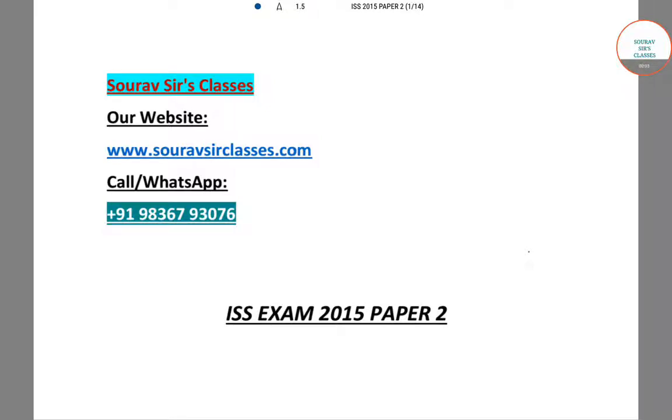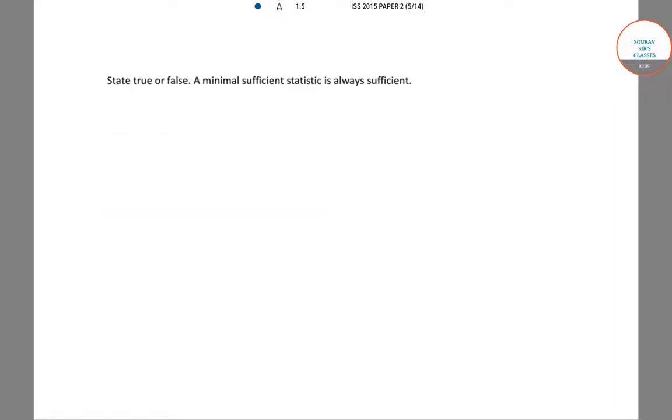In this video, I will be solving some of the questions from ISS 2015 paper 2. Now here we are given a statement that a minimal sufficient statistic is always sufficient. So the statement is: a minimal sufficient statistic is always sufficient, and we have to state whether this statement is true or false.